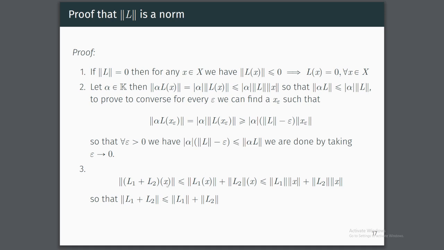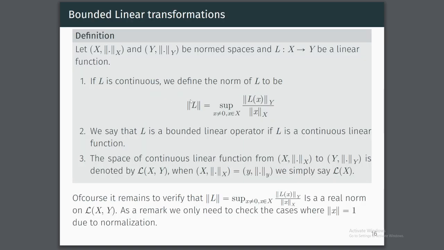The triangle inequality follows in a similar fashion too. L1 plus L2 of x, that's less than L1 of x plus L2 of x by linearity, by the triangle inequality. Each one of these is less than their respective norm times norm x, once again, by the definition of the norm. By the way, sorry, this should be outside here, not here. So this is not norm L2, this is norm L2 of x. And once again, we divide by x, we take the supremum, we get that norm L1 plus L2 is less than norm L1 plus norm L2. So this is an actual norm on our space.